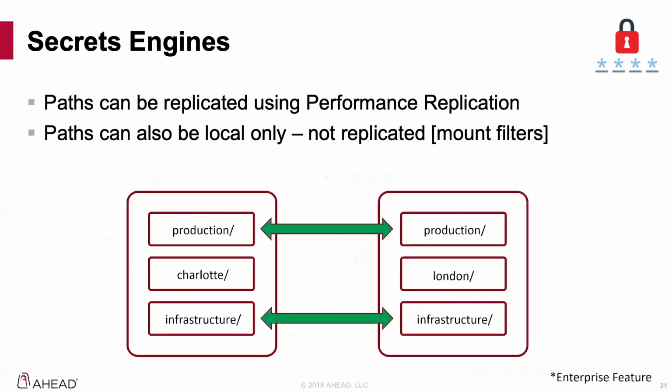Infrastructure's cool because we may need some of those secrets on both sides for our applications, but we don't want to replicate Charlotte and London because those are actually secrets that are applicable to only Charlotte and only London. Or again, GDPR, we don't want to replicate things from Europe back into the United States. So we can use a mount filter and basically say, hey, these are going to be local only to this cluster. They're not going to be replicated to the other cluster.